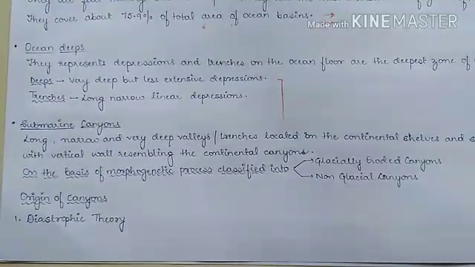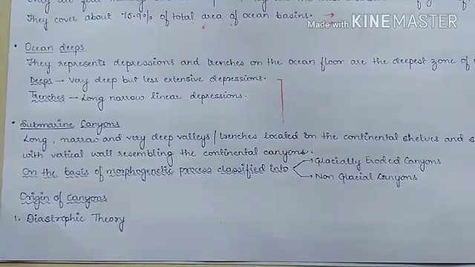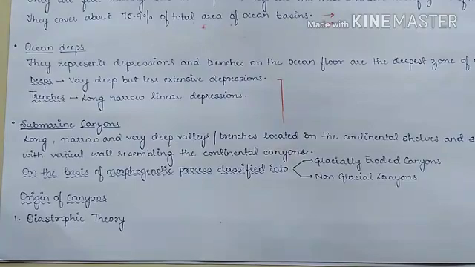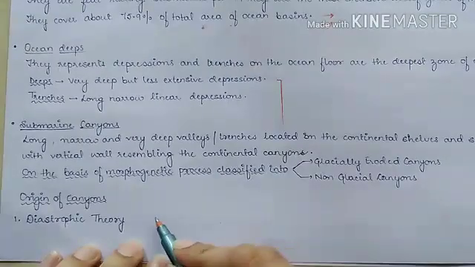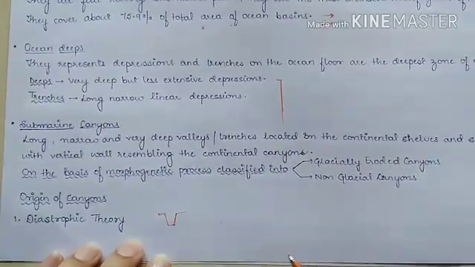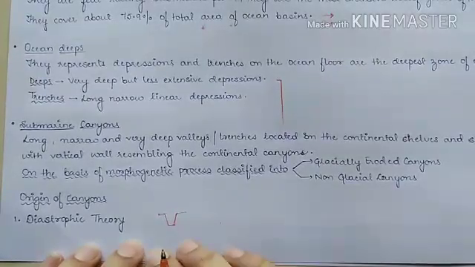The first one is the diastrophic theory. It states that the tensional forces caused by earth movement due to endogenetic processes result in the formation of faults and grabens on the continental shelves and slopes, and these faults and troughs become submarine canyons. So these faults become submarine canyons.